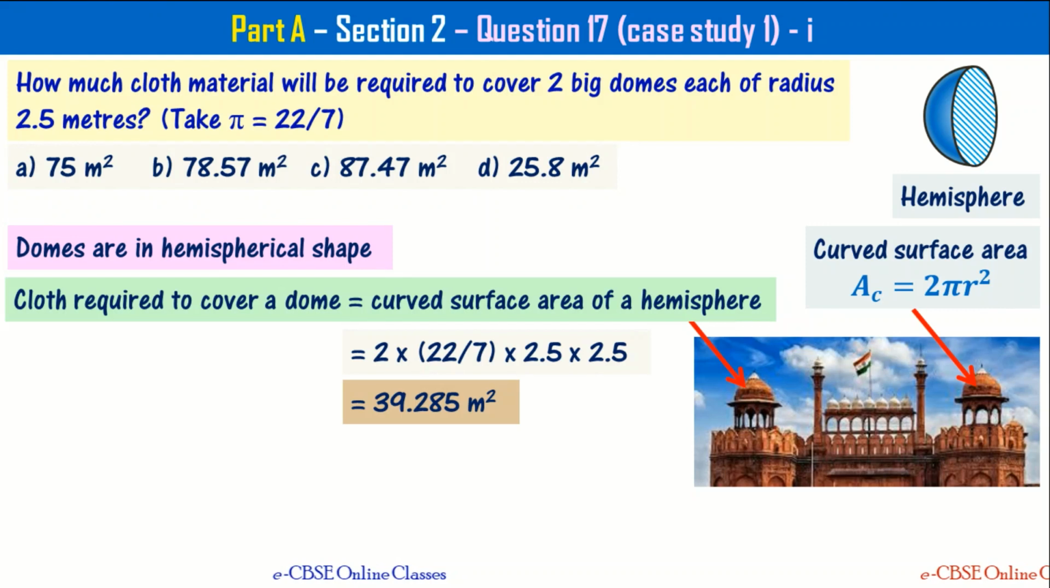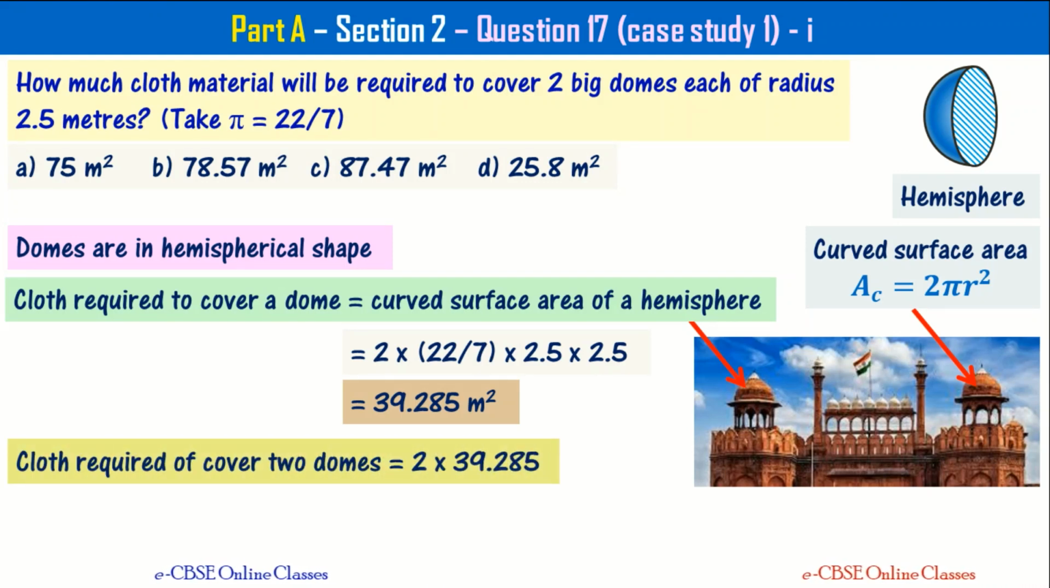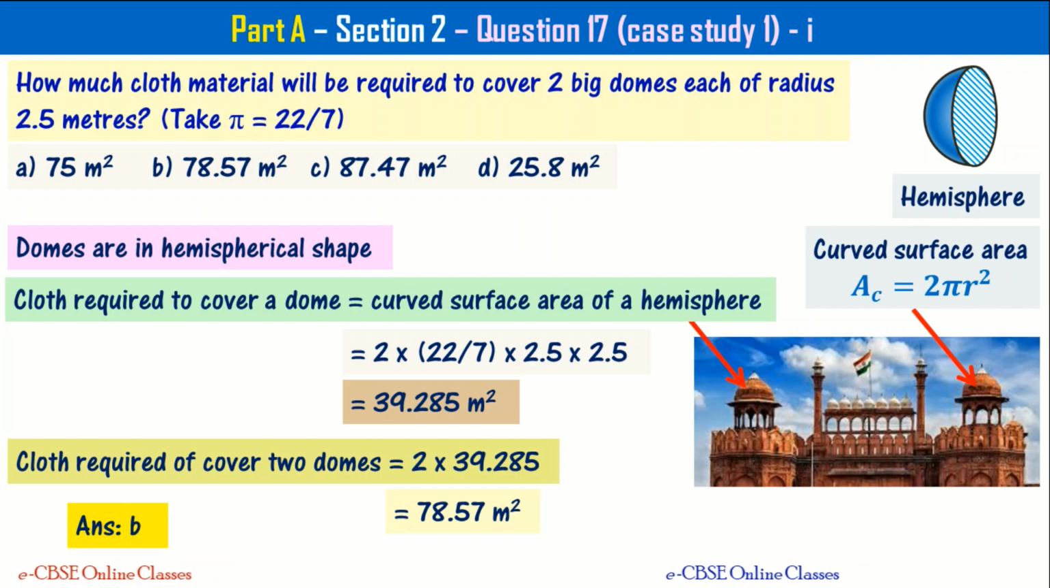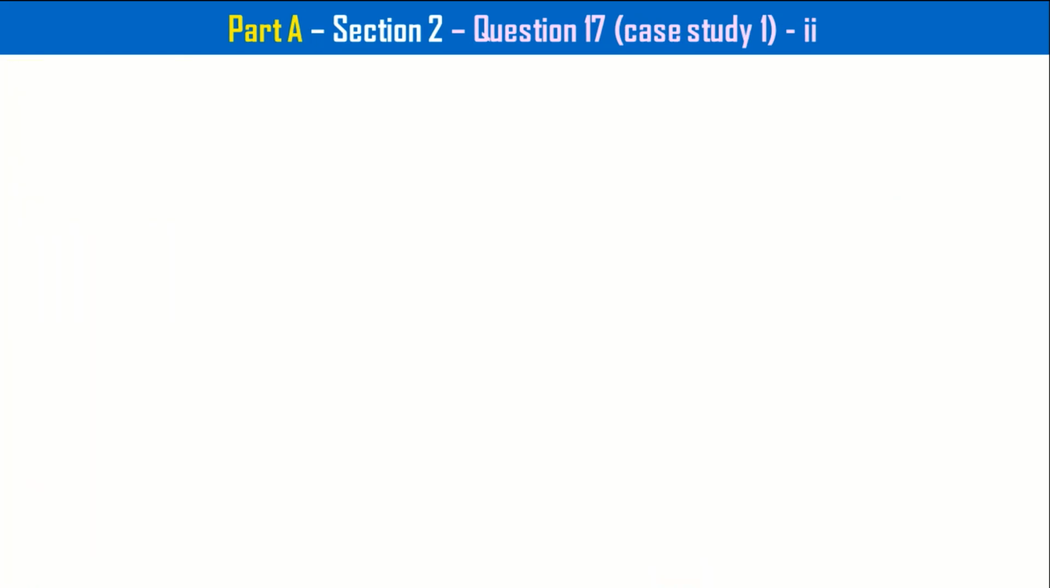But the question is about two domes. So the cloth required to cover two domes is going to be equal to 2 times 39.285. That is equal to 78.57 meters square. So answer is B. Let's go to part 2 of case study 1.